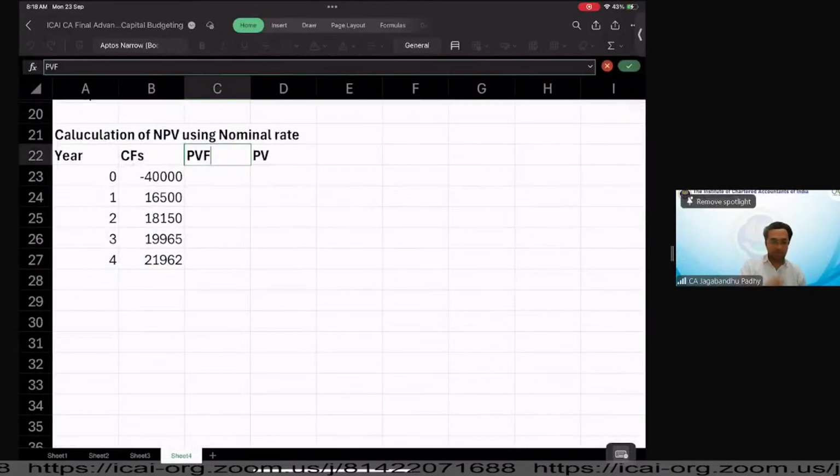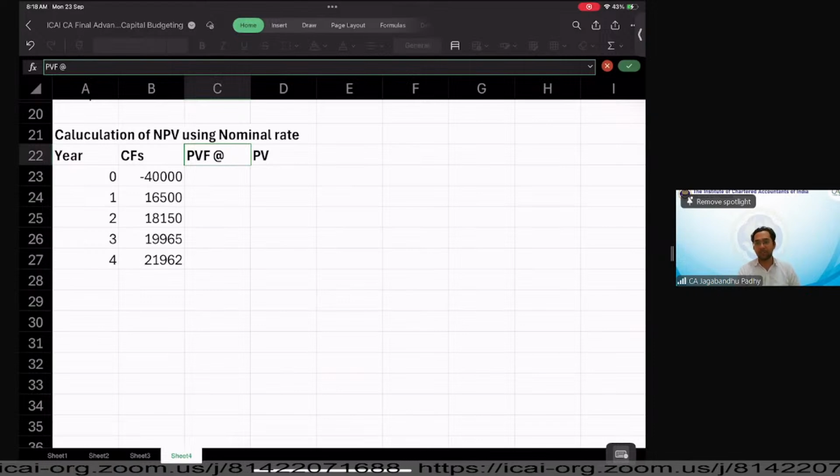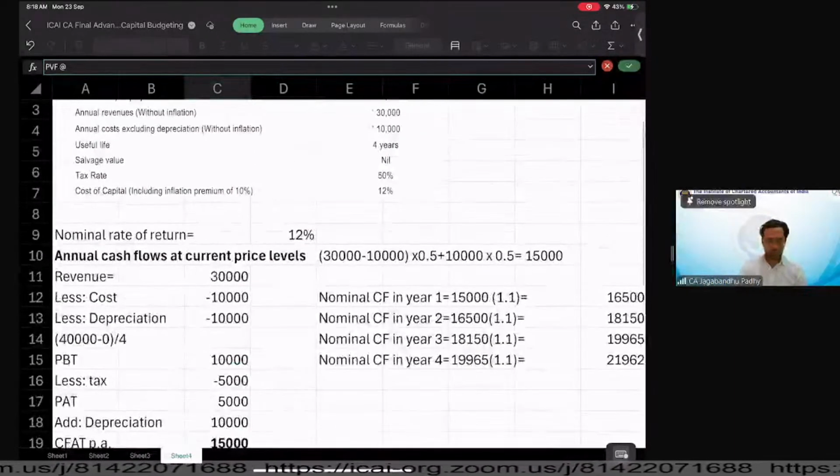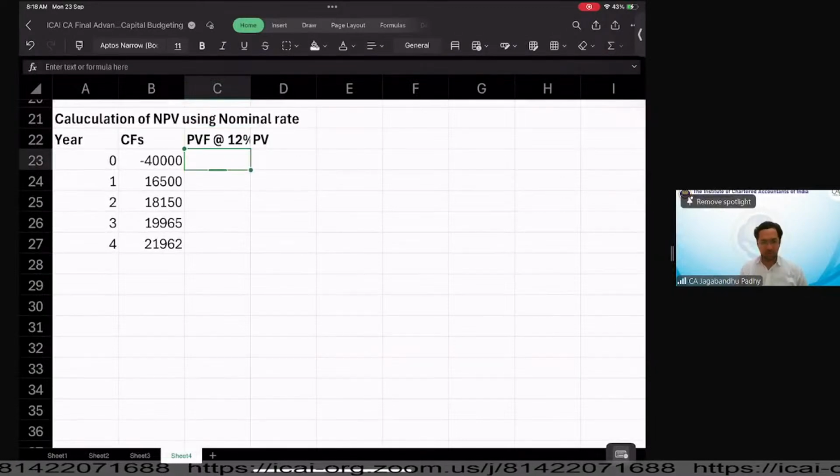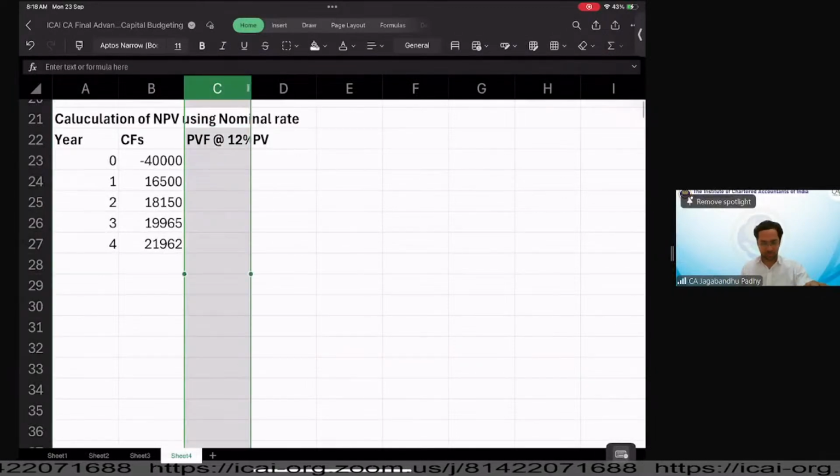Now, the present value factor, I need to get at what rate? Tell me the rate at which I should get the present value factor here. Should it be 12%, right? Because it's a nominal rate. So the present value factor will be at 12%.